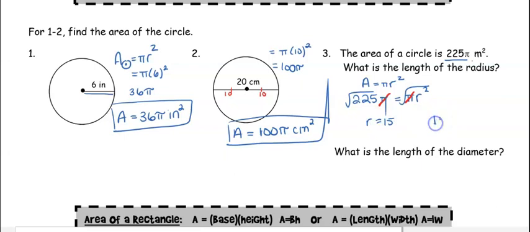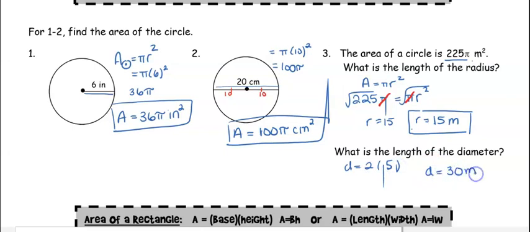A radius is linear, so that's going to be 15 meters. Then we use that information to find the length of the diameter. If we go back to number 2, the diameter is the length all the way across the circle, whereas the radius is just halfway. So to find the diameter, I do 2 times that radius value, and I get that the diameter is going to be 30 meters.